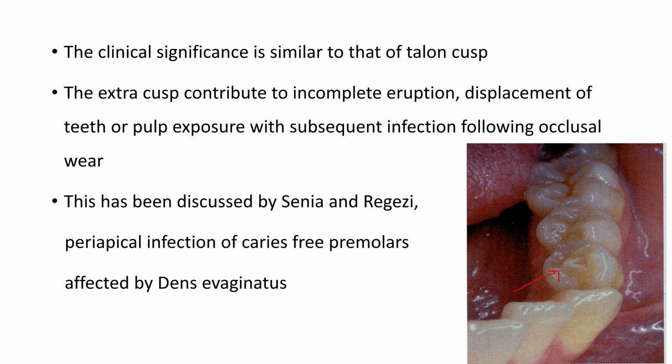The extra cusp present in dens evaginatus contributes to incomplete eruption, displacement of teeth and/or pulp exposure with subsequent infection following occlusal wear or any occlusal fracture. This phenomenon has been discussed by Senia and Regezi, who have reported periapical infection of caries-free premolars affected by dens evaginatus.